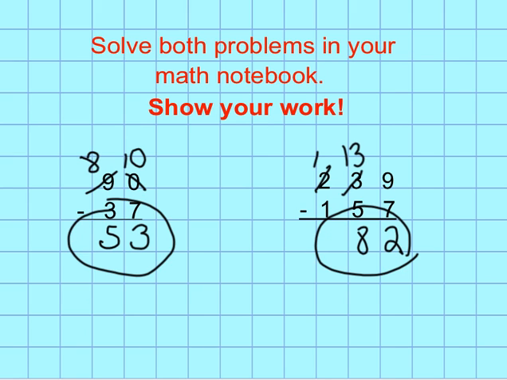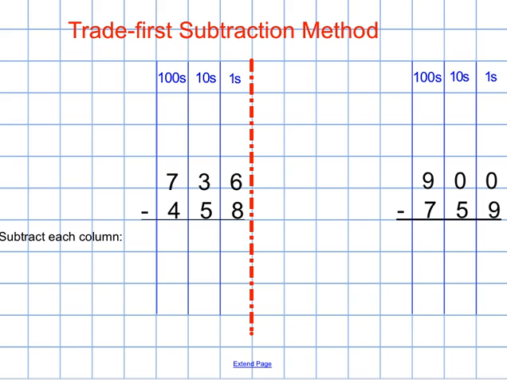Moving on, we are going to practice some more trading first problems. So we have 736 subtract 458. So 6 is not bigger than 8, so I need to borrow. So I'm going to bring 10 over, join it with my 6.